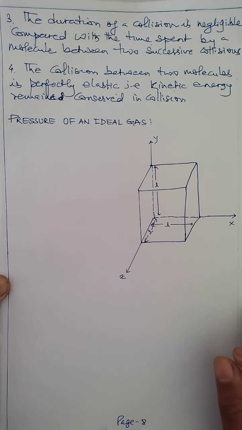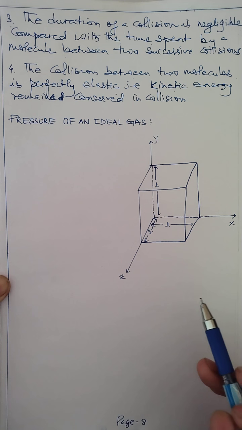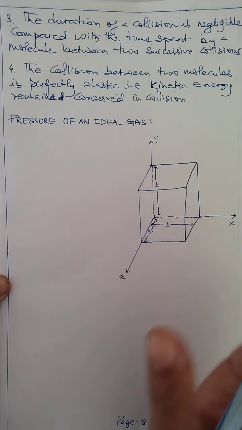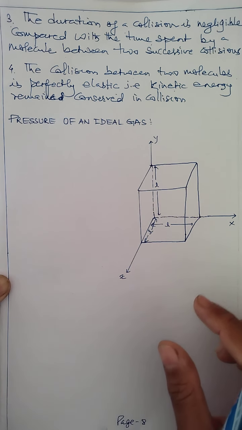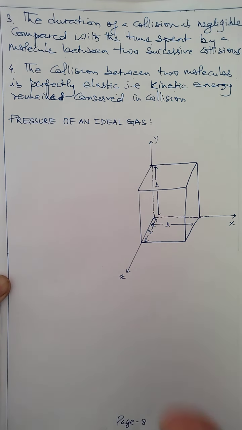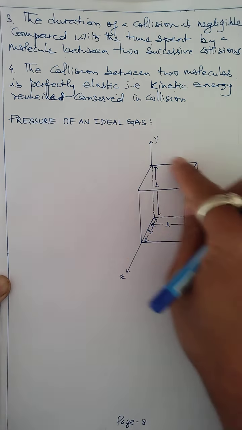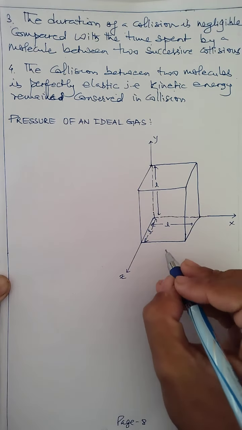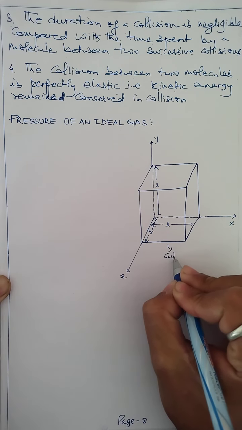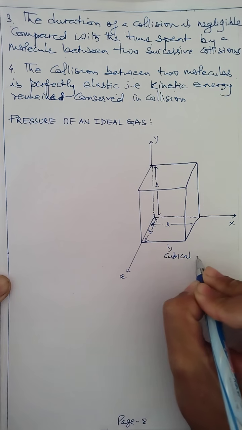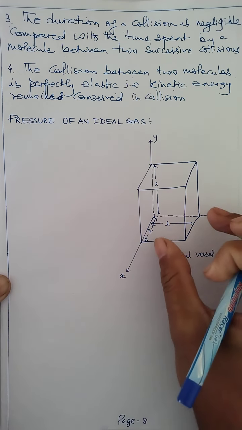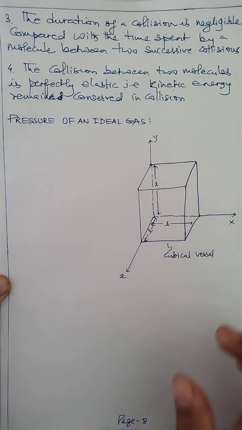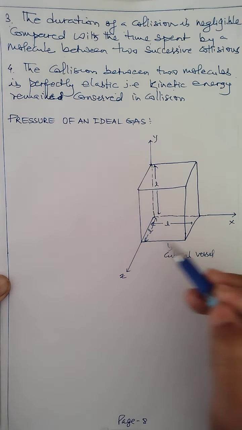Now in order to derive the expression, we take an ideal gas, and this ideal gas we take in a vessel, and we take what vessel? A cubical vessel. So you can see that in the diagram. This is a cubical vessel. That means a vessel having all the sides, length, breadth and height, all the same.